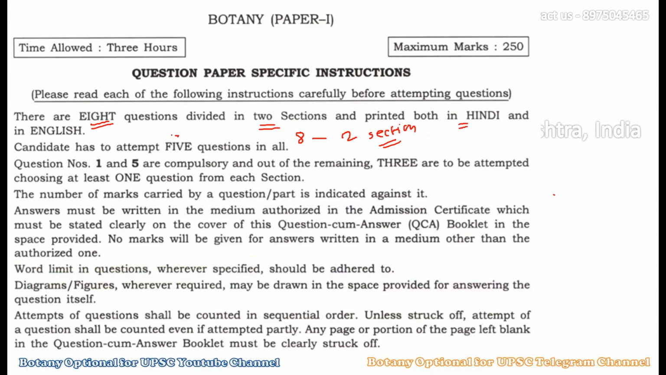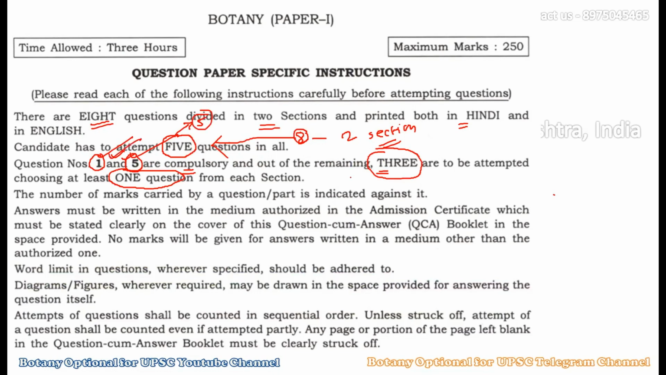Now it is very important to understand that you have to attend any 5 questions out of the 8 questions. You have to only attend any 5 questions. Now, question number 1 and question number 5 are of compulsory nature. That is, you have to compulsorily attend these 2 questions, while the remaining 3 questions you can select out of the remaining 6 questions, right? So one should at least come from each section, right? So question number 1 and question number 5 are of compulsory nature, and in all you have to attend the 5 questions only, right?